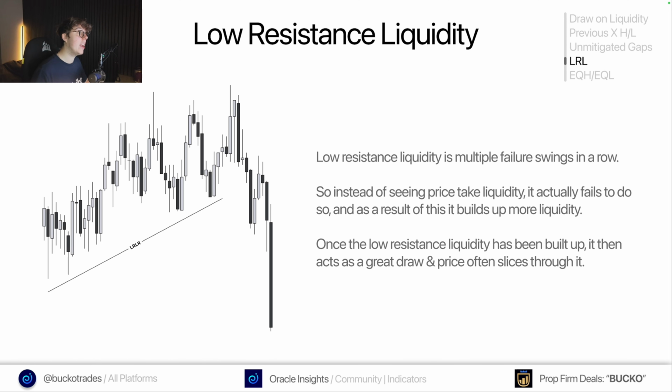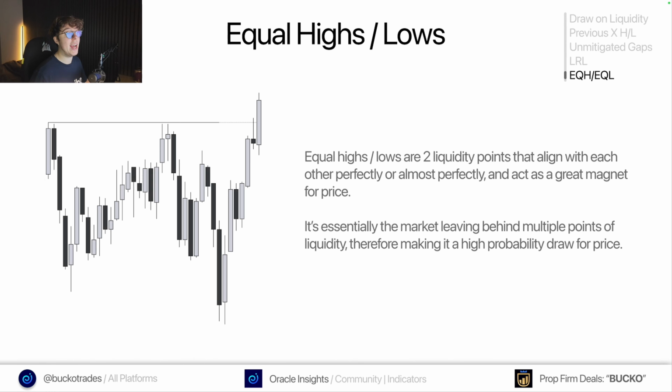And now the final type of liquidity is equal highs and lows, okay? So I'm sure a lot of you guys know what these are, but essentially equal highs and lows are 2 liquidity points that align with each other perfectly or almost perfectly. They act as a great magnet for price. It's essentially the market leaving behind multiple points of liquidity, therefore making it a high probability draw for price. So like low resistance liquidity, it's essentially the market failing to take liquidity in the first place, therefore building up more. Therefore, that area where it's built up the liquidity becomes a very strong draw for price.